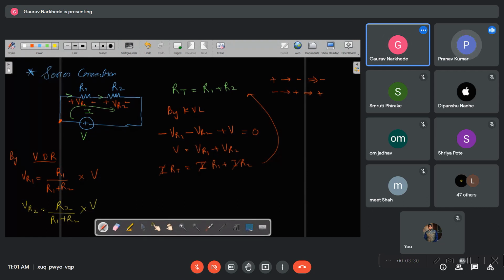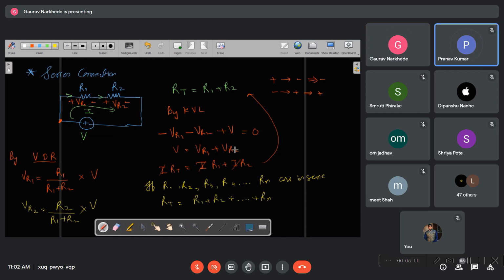Okay, great. So this is your series connection, right? If R1, R2, R3, R4 up to Rn are in series, then RT will be R1 plus R2 up to Rn, right? And if all have the same resistance value R, then RT will be N times R, correct? NR.